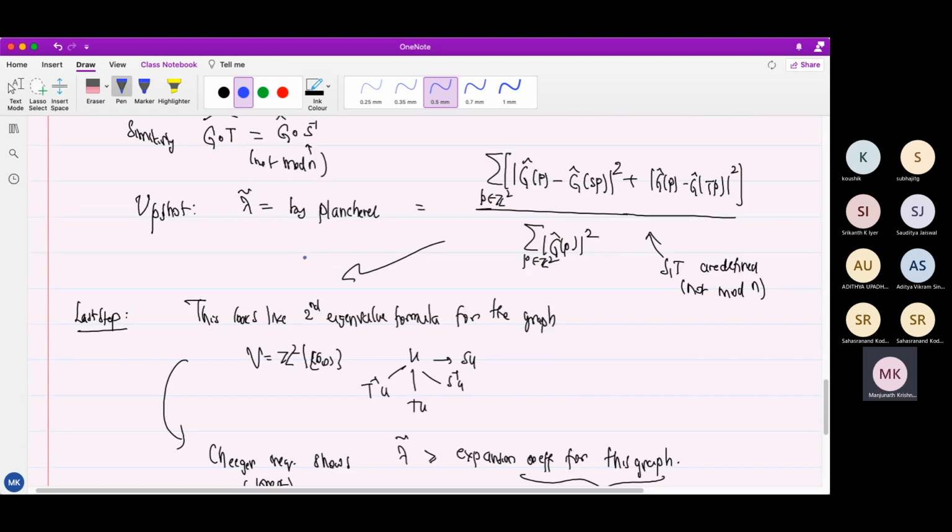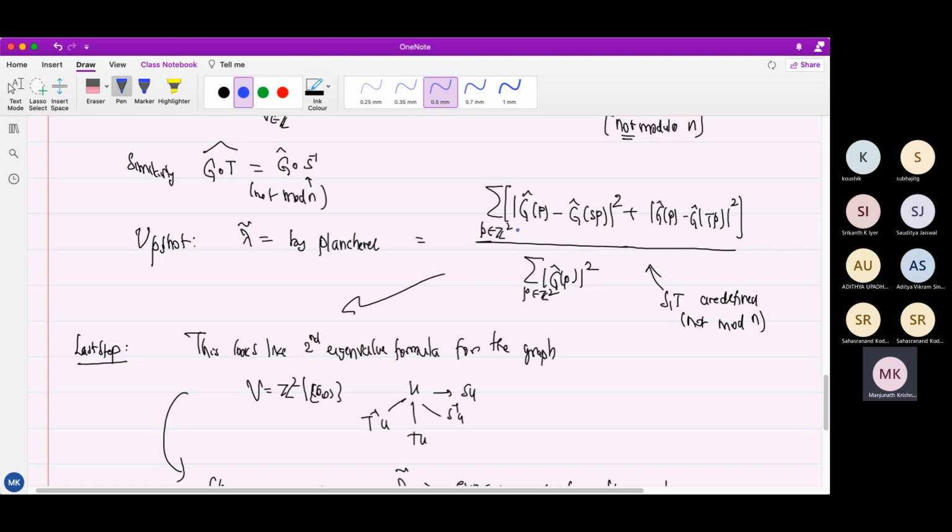That's why you get this thing over Z2 minus (0, 0). So the original thing being orthogonal translates to this. The origin is removed in this graph.